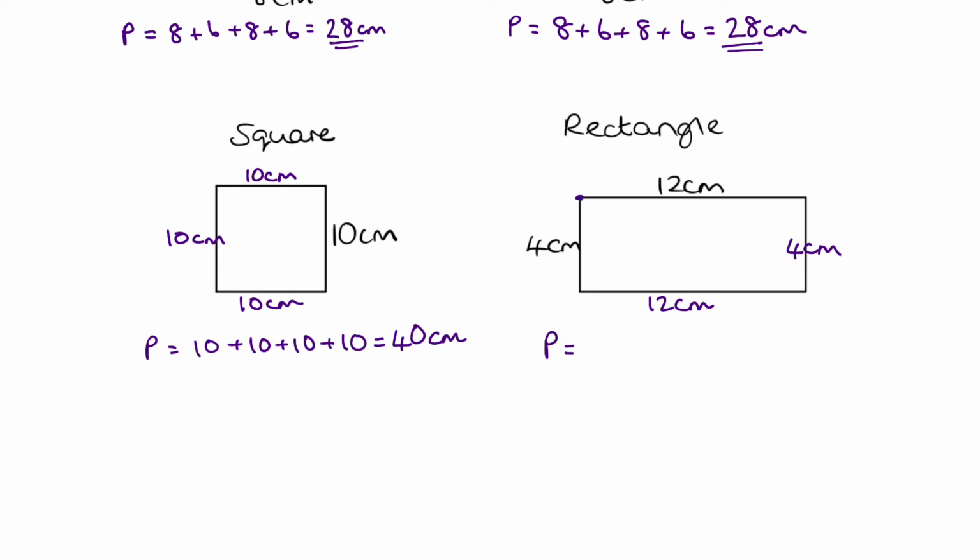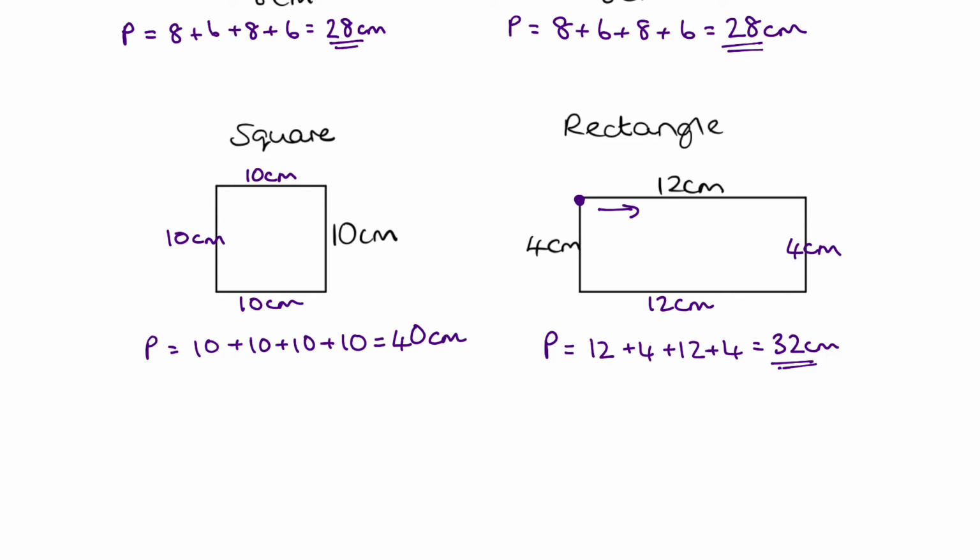and off we go again with our P equals. Start this corner, go that way. We've got 12, add 4, add 12, add 4. So 2 12s are 24, 2 4s are 8. So 24 add 8 is 32 centimetres.